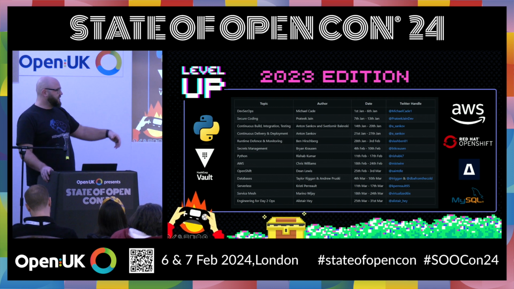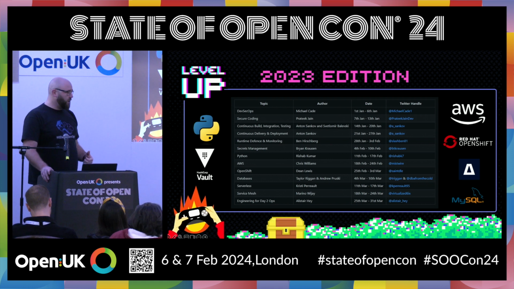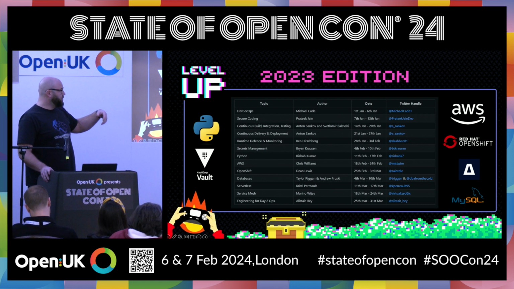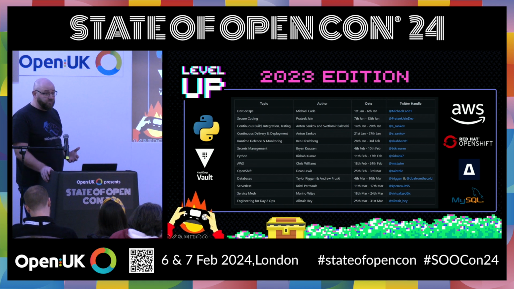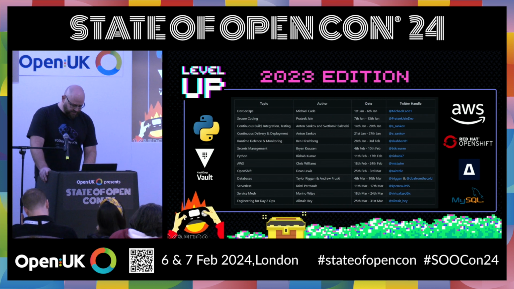We cover AWS. We cover Red Hat OpenShift to go a little bit deeper into that Kubernetes world. We talk about Armo. We talk about MySQL and databases in general, which I could do a whole session on databases as well.